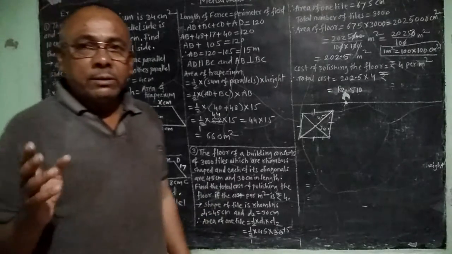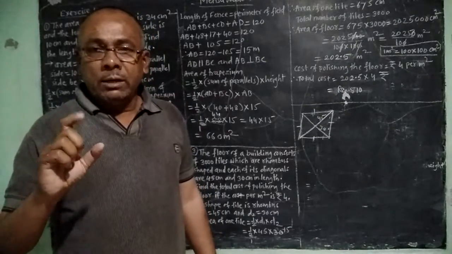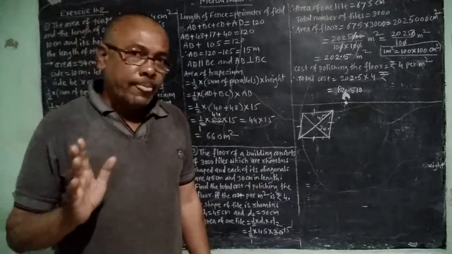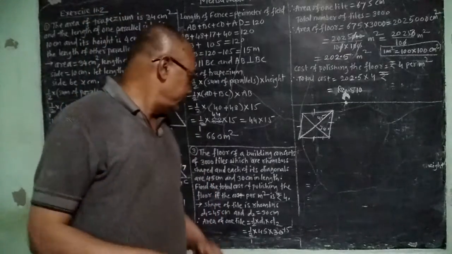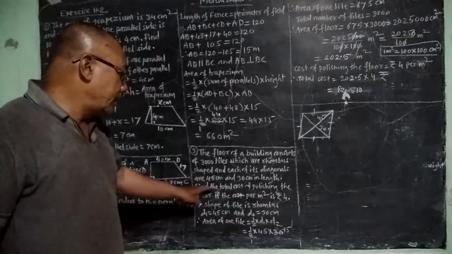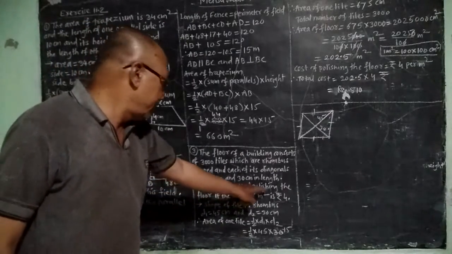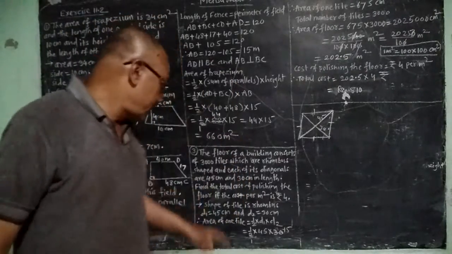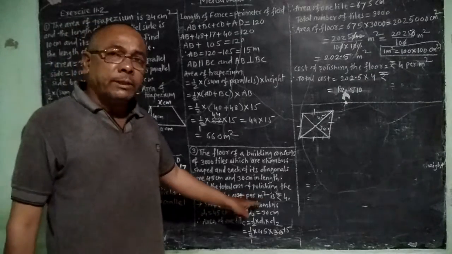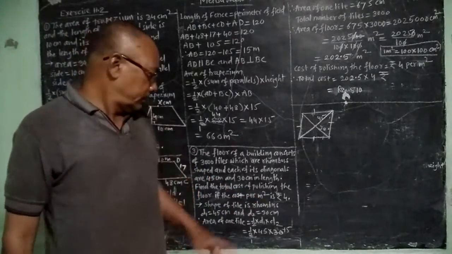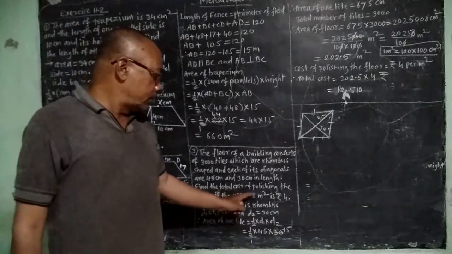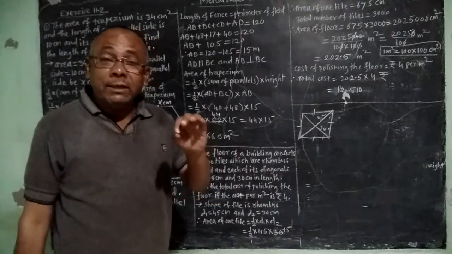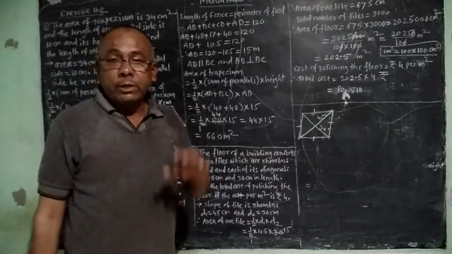We know that one diagonal is short and the other diagonal is long in the rhombus, but all the sides are equal. Here, we have to find the total cost of polishing the floor if the cost per meter square is rupees 4. Here meter square means we have to find the area of the floor.